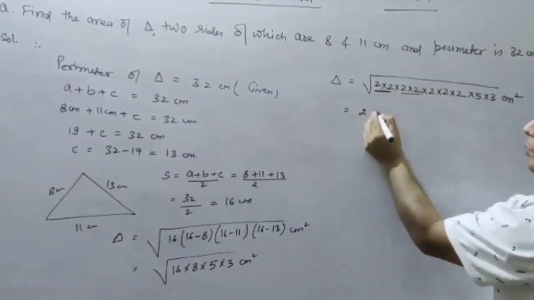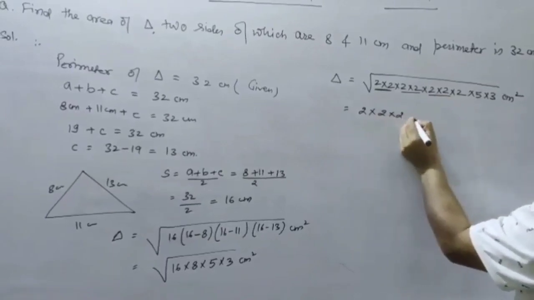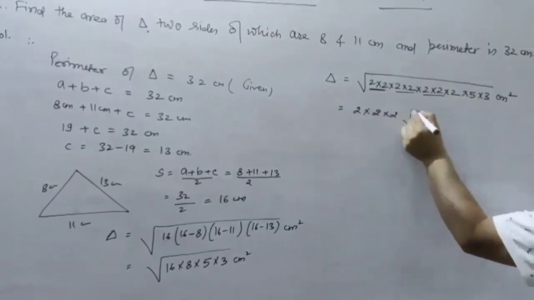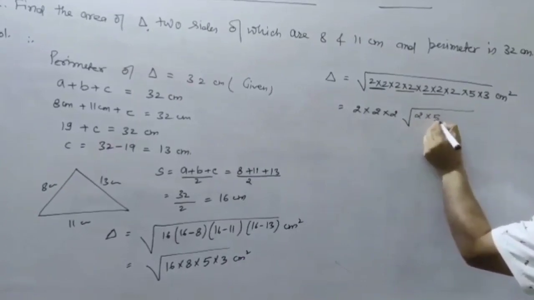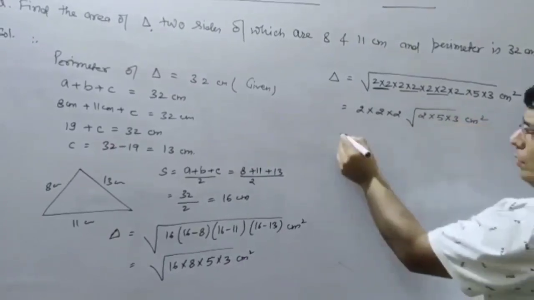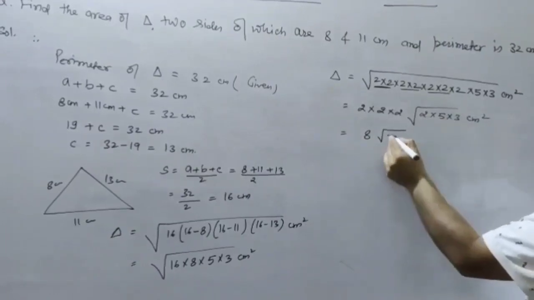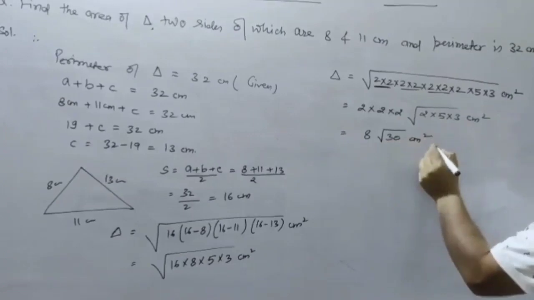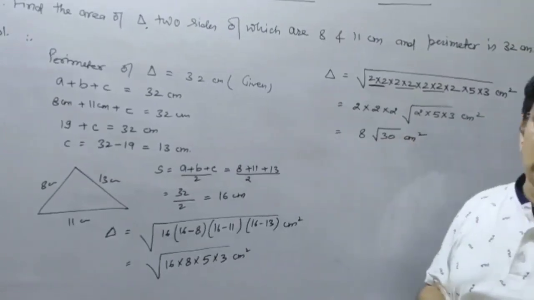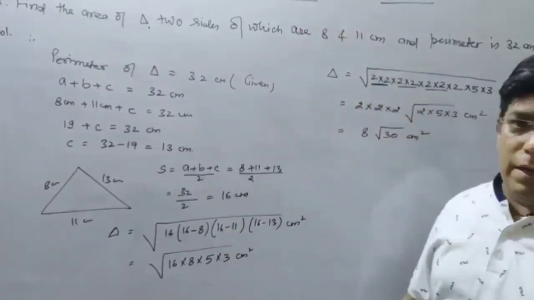Now this is a single pair, that means 2 will be removed, 2 will come outside, from here 2, and again 2, and this has no pair. So what we do, 2 into 5 into 3 will be inside the square root. It will be 8, 2 5s are 10 and 10 3s are 30, so the answer will be 8 root 30 centimeter square, the area of this given triangle.